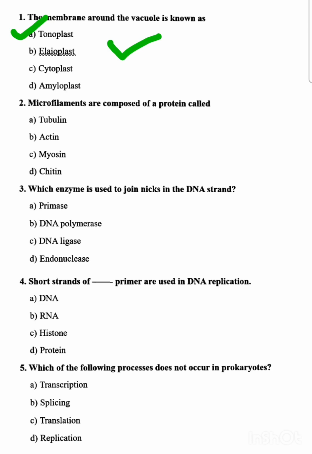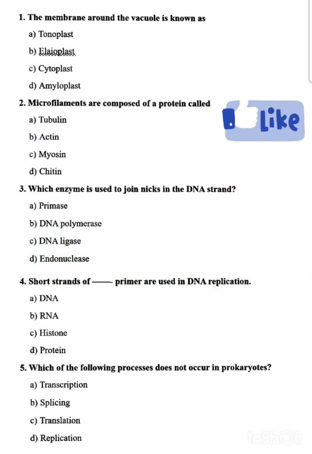Then microfilaments. Microfilaments are composed of a protein. And what is the name of that protein? It is myosin. So microfilaments are composed of a protein called, the microfilaments are composed of mainly actin proteins.